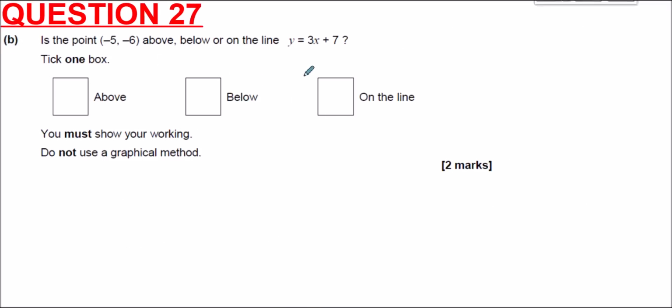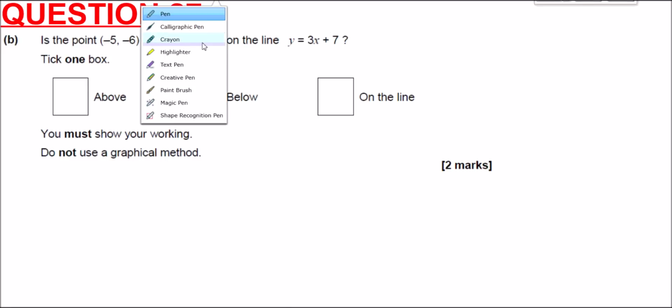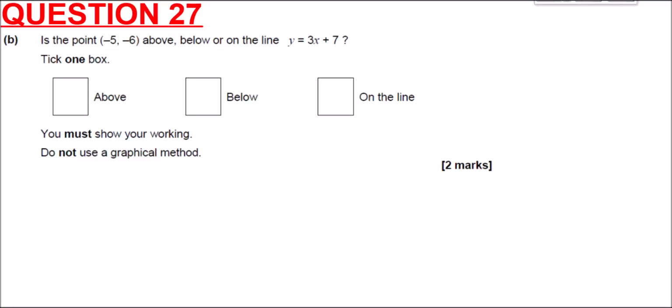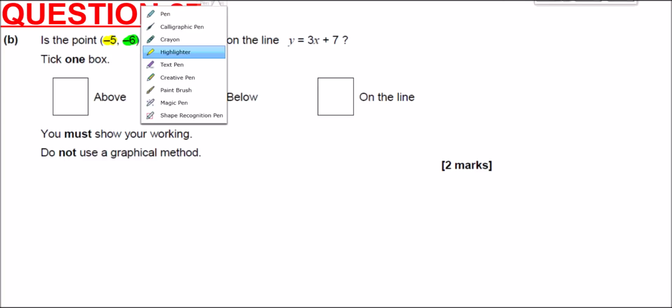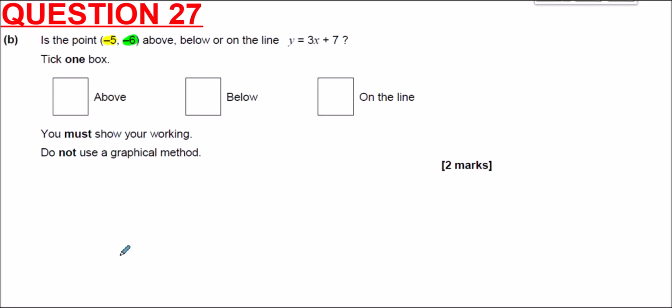Now for part B, we're asked if a point is above, below or on the line of y equals 3x plus 7. And so if we have a look at this point first of all, this is a coordinate, and coordinates are always given x first, followed by y. And so we've got -5, -6, which is the point we've been given, so we can just imagine that as being -5, -6.